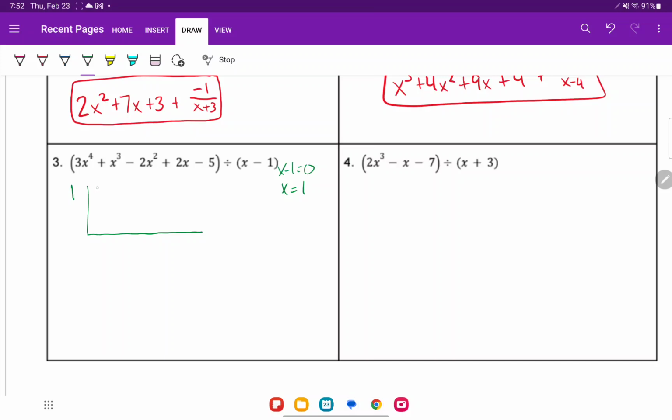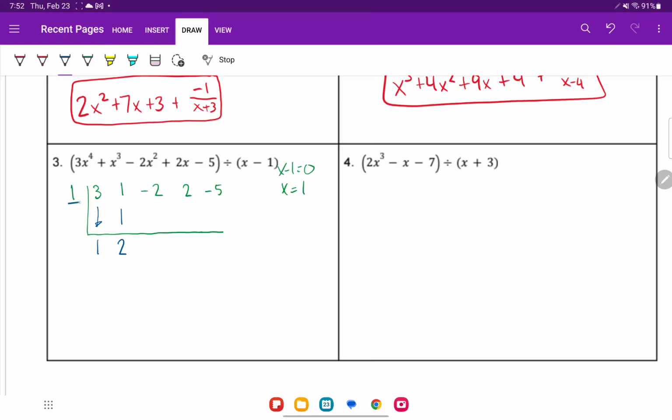So x to the 4th, the coefficient is 3. For x cubed, it's a 1. X squared is a negative 2. For x, it's a 2, and our constant is negative 5. Okay, so let's go ahead and start that process. We drop the first term. We multiply 1 times 1. We place that in the next column, it's 1. Then we combine. 1 plus 1 is 2.